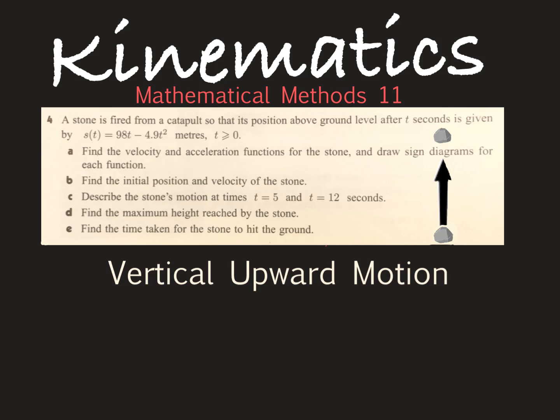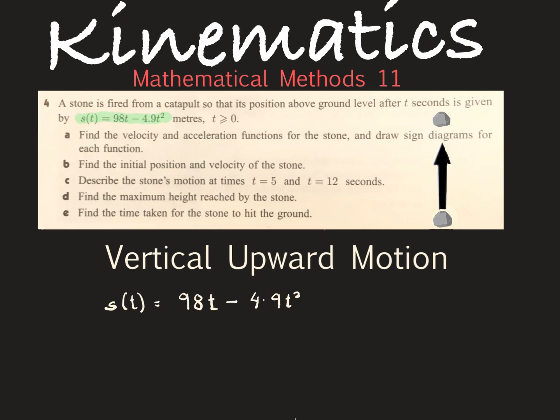In this problem, a stone is fired from a catapult upwards. Its displacement is given here by this formula in meters and in seconds. We need to find the velocity and the acceleration function for the stone and draw its sign diagram.